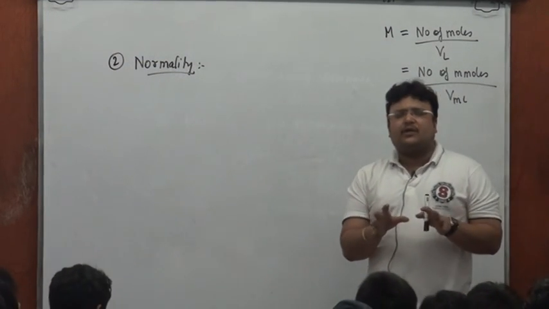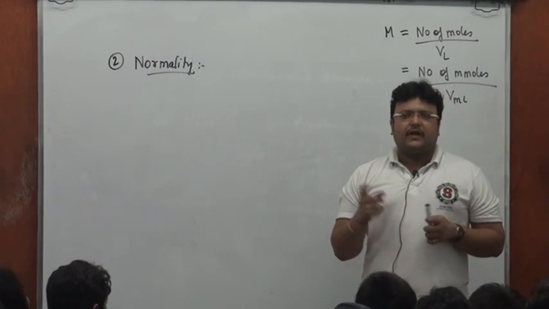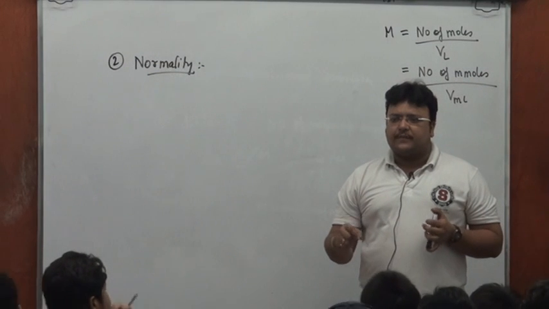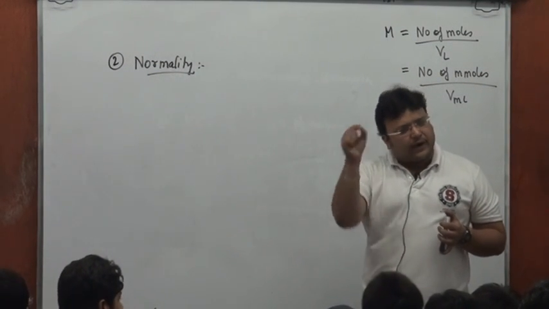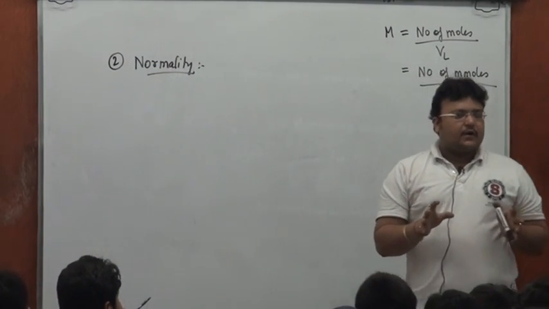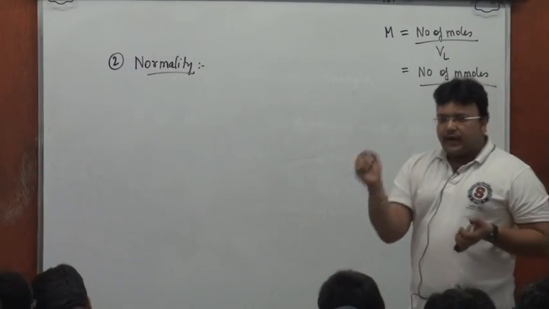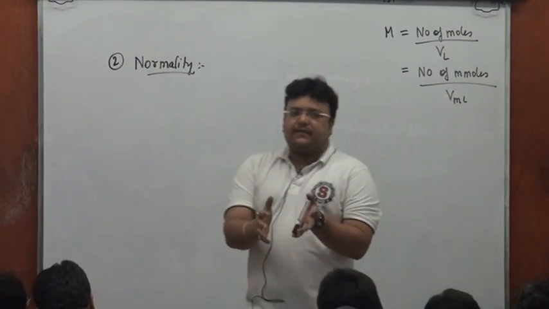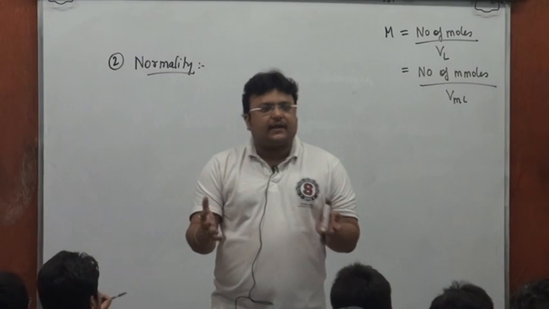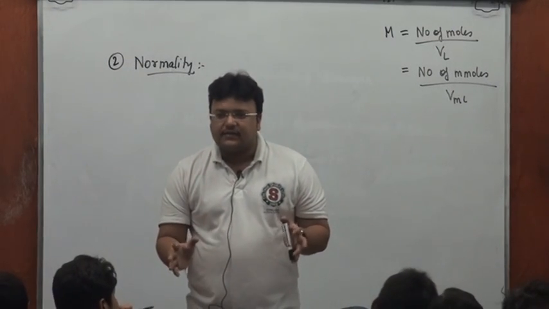And see, if you find it hard to understand, the way number of moles was weight upon molecular weight, number of equivalents will be weight upon equivalent weight. One equivalent of oxygen is 8 grams. So 80 grams is 10 equivalents. Yes or no?